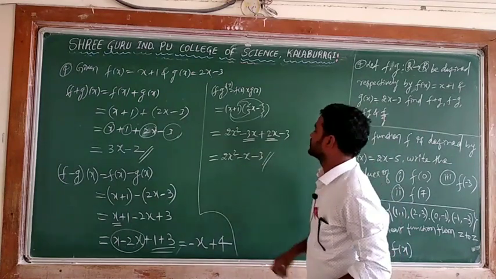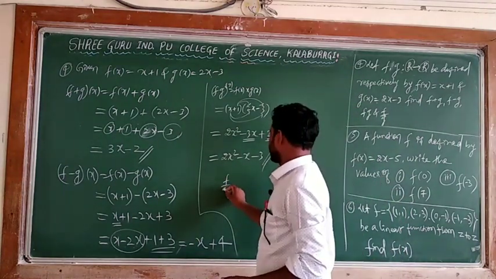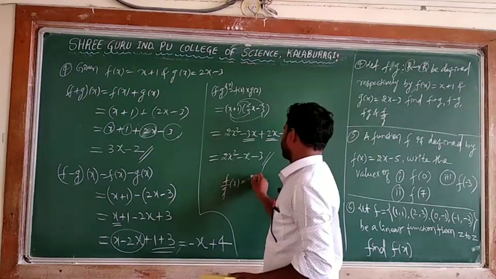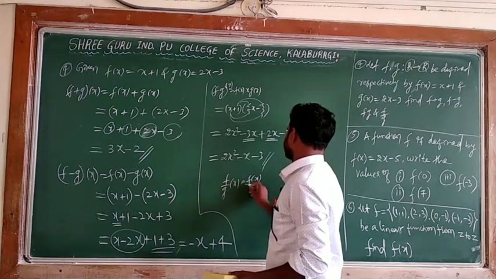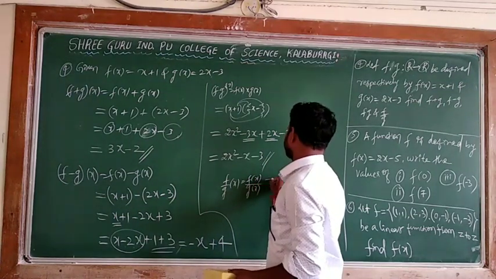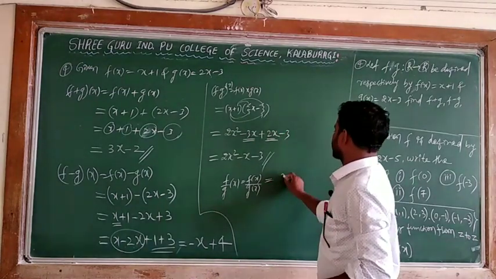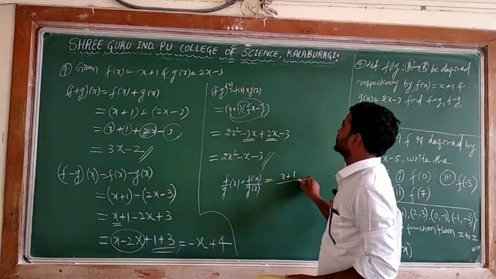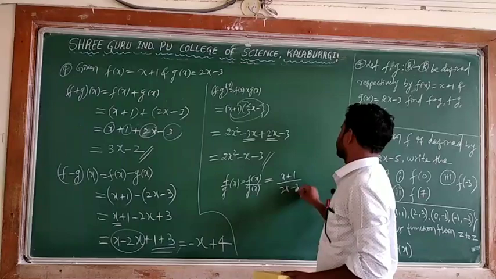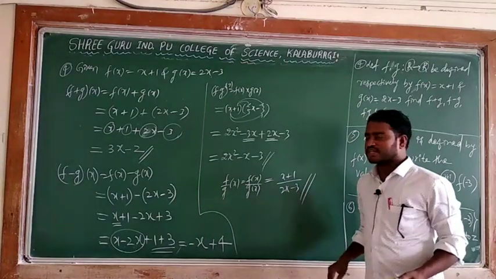This is multiplication. Then division is f divided by g, f of x divided by g of x. In this case you have to divide it. What is f of x? X plus 1 divided by 2x minus 3. So that is the division case.